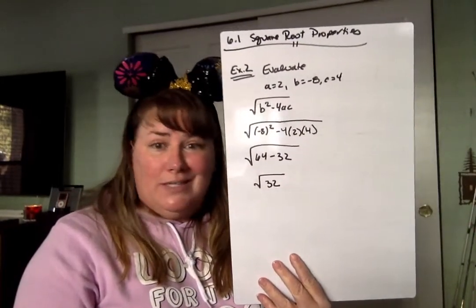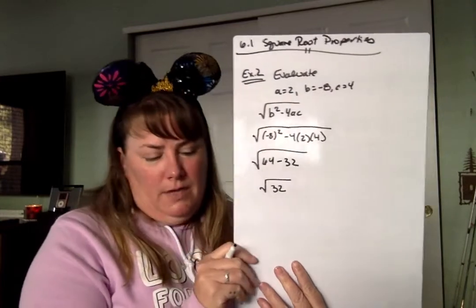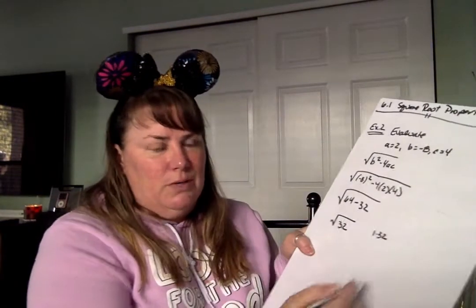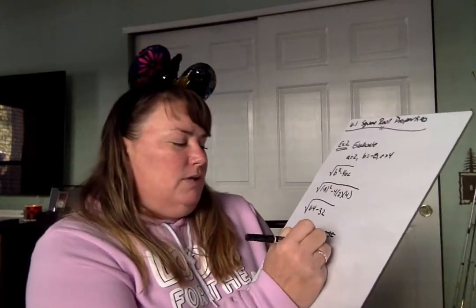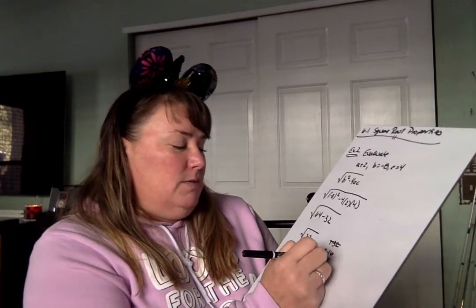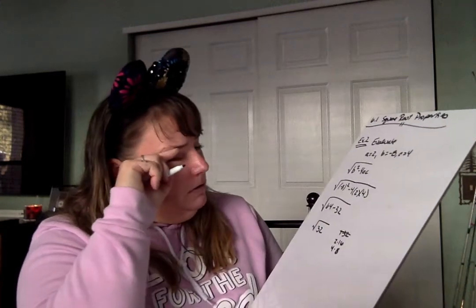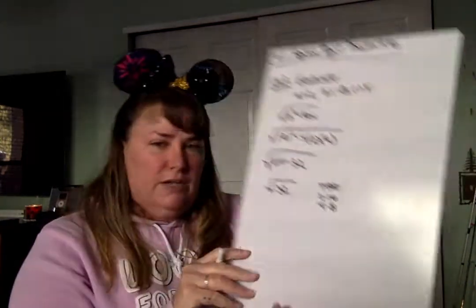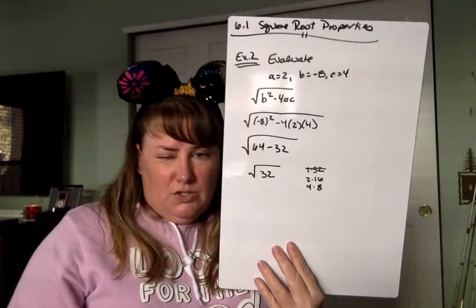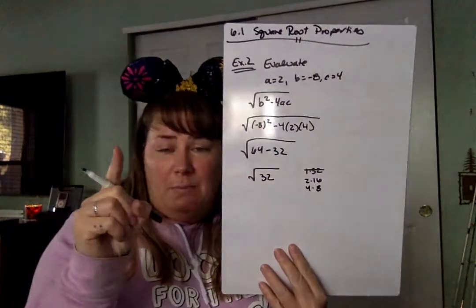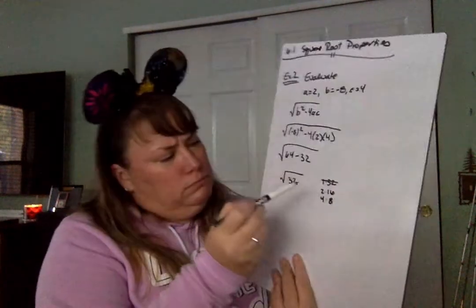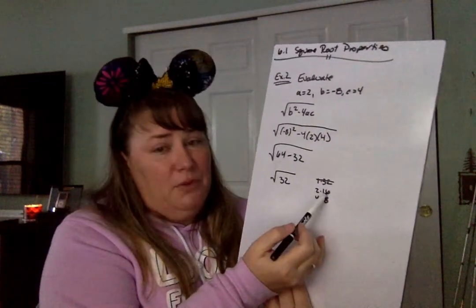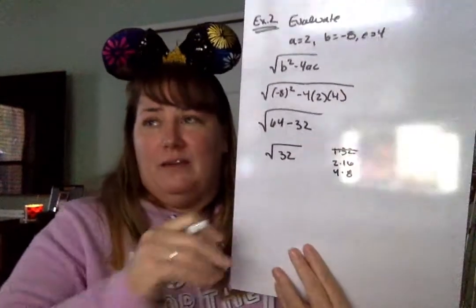But you can't leave it like that. You're going to now simplify this guy. So we got to think of our factors. So 1 times 32. Remember, that never gets you anywhere. So I wouldn't even do 1. So 2 times 16, 4 times 8. Those are our only factors. So remember, prime and perfect is your best. 2 times 16, prime and perfect. You can't get much better than that.